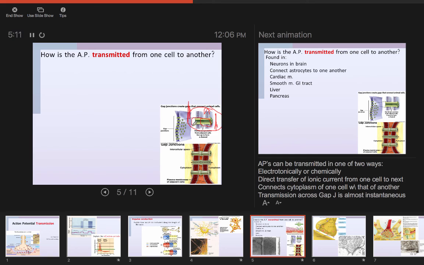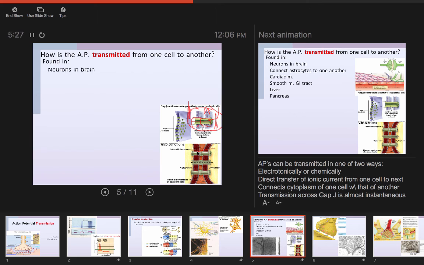It lines up with the protein channel that's in the plasma membrane of cell 2, and so now we can have flow of ions directly from cell number 1 to cell number 2. And here you can see the diagram from your textbook illustrating gap junctions.